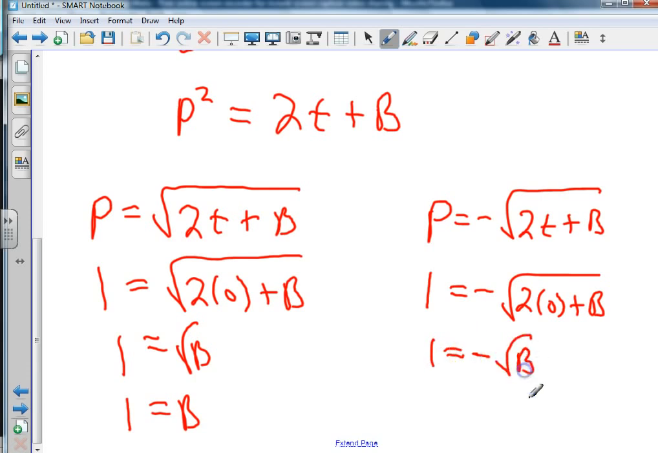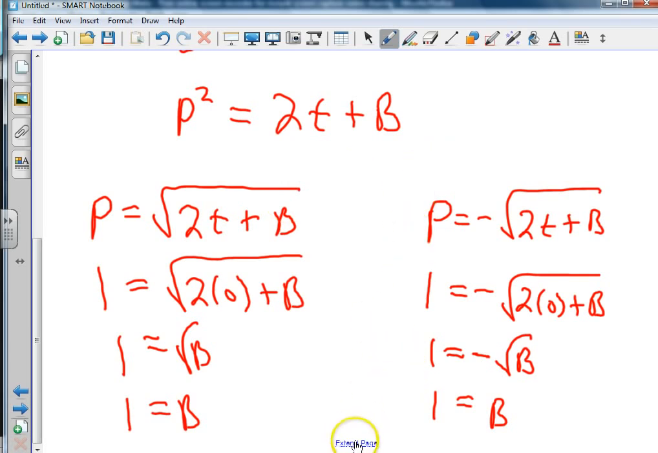What happens if you square both sides now? You still get 1, right? If you square a negative, you still get 1. So sometimes you get a different b if you have different signs, be careful. But I really didn't have to separate this out. B is 1 no matter what.